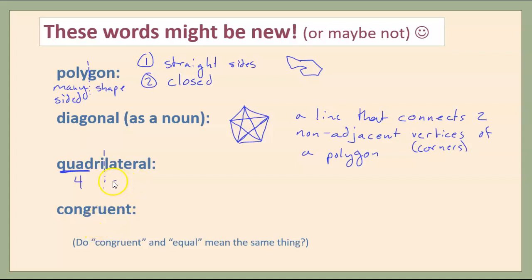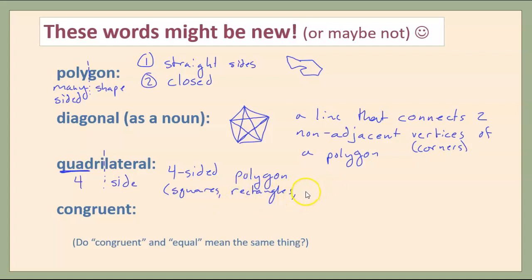And lateral means side. So if you think of lateral bends or your lats, which are a muscle group that help you bend from side to side, quadrilateral means 4 sides. So this is a 4-sided polygon. And you're probably familiar with at least a few of these. Some examples are squares, rectangles.